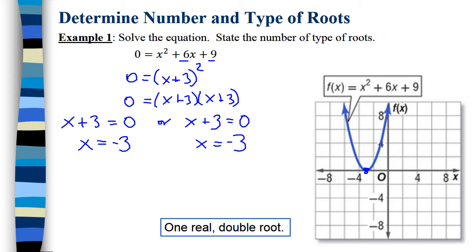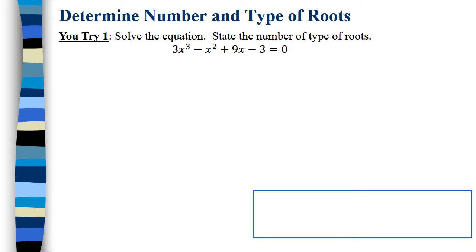So the number of roots is 1, and the type of root is real, and there are 2 of them. So it's a double root, meaning negative 3 is happening twice, and so of course on a graph you can only graph that once. Okay, so pause the video. I want you to go ahead and try this. Your hint is there are 4 terms, so look at your factoring chart to see what the best strategy is.